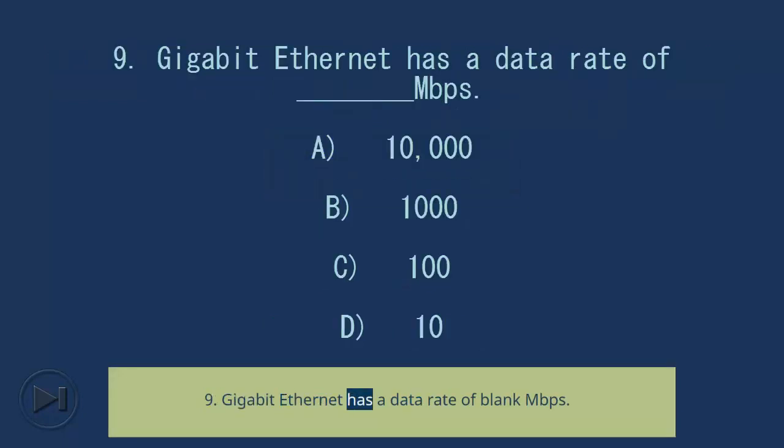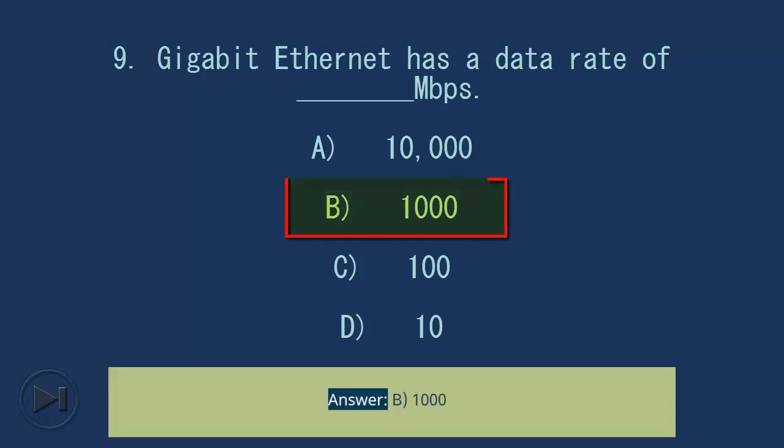9. Gigabit Ethernet has a data rate of blank Mbps. A. 10,000. B. 1,000. C. 100. D. 10. Answer, B. 1,000.